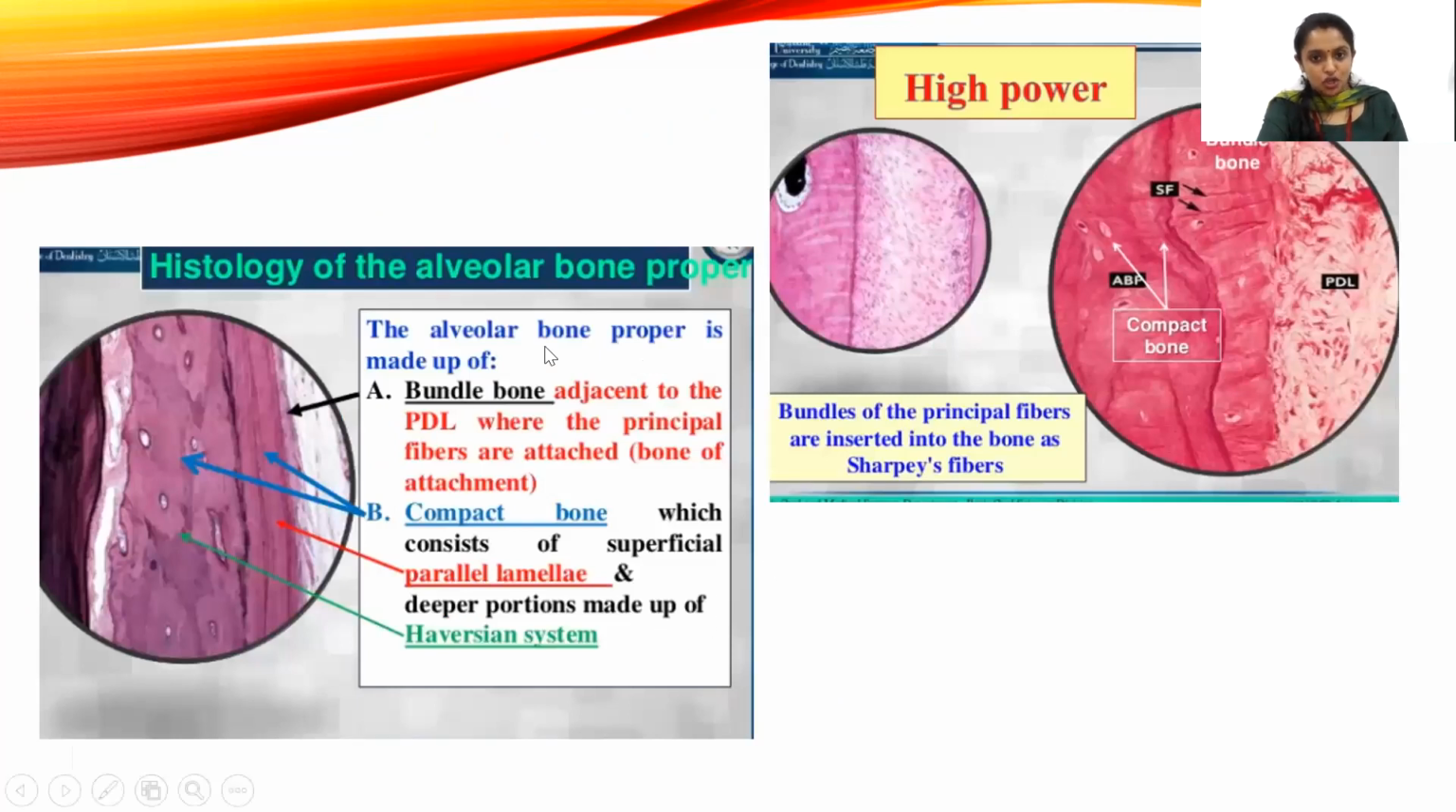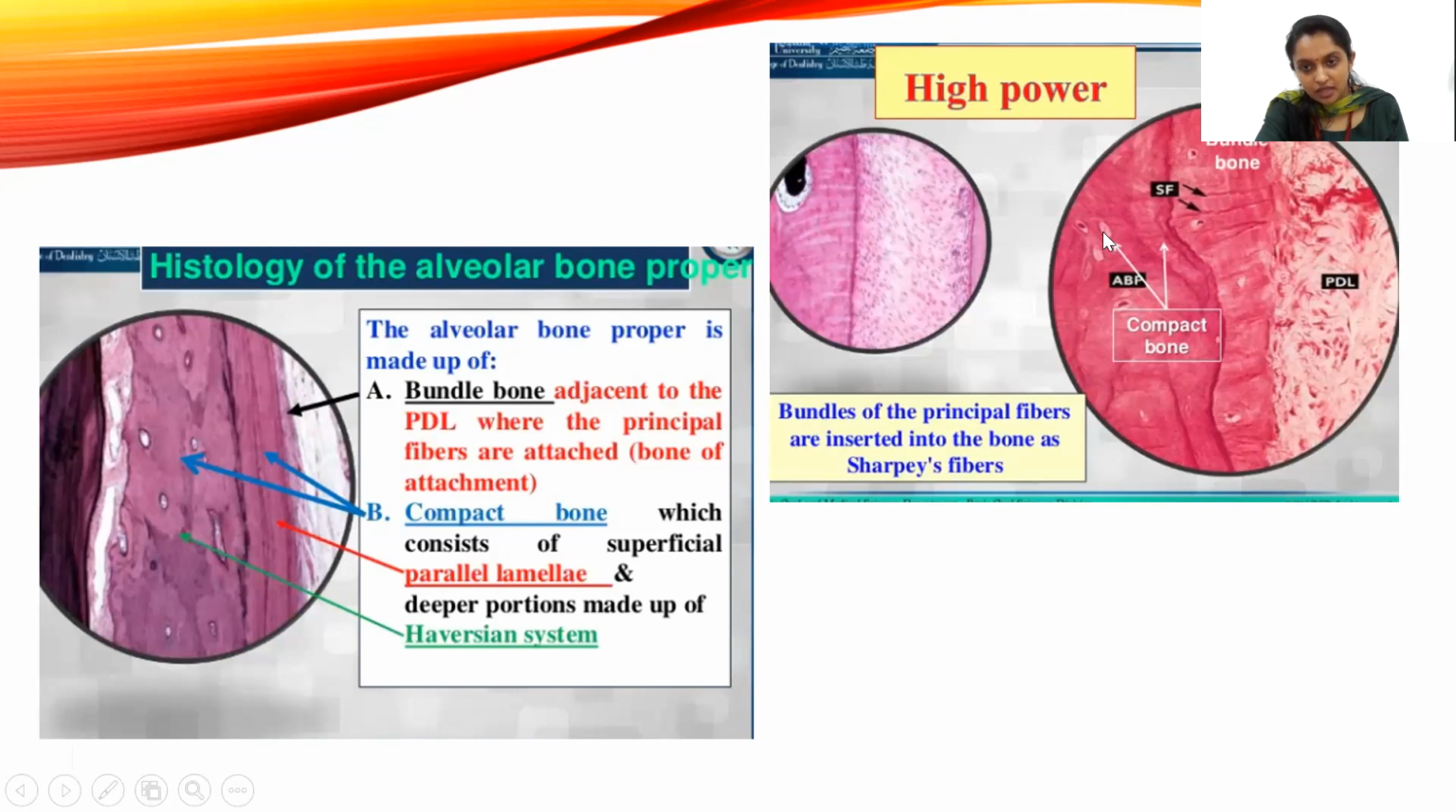Now, if you look into the histology of alveolar bone proper, here you can appreciate the bundle bone adjacent to the periodontal ligament where the principal fibers are attached, and this is the compact bone, which consists of the superficial parallel lamellae, and these are the deeper Haversian systems. Here, the bundles of principal fibers are inserted into the bone as Sharpey's fibers. So here you can find the bundle bone, and these are the Sharpey's fibers, which you can appreciate are arranged perpendicular to the bundle bone. These are the periodontal ligament fibers, and this is the compact bone.